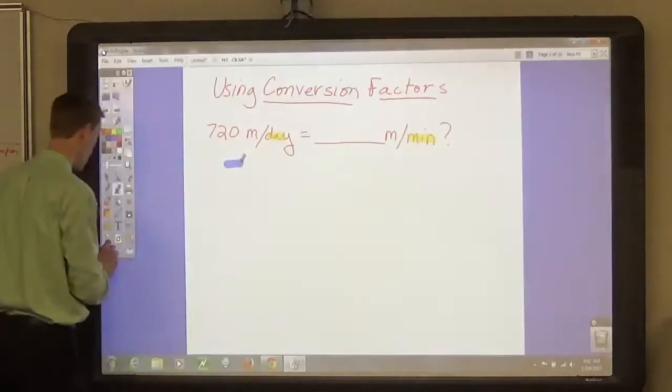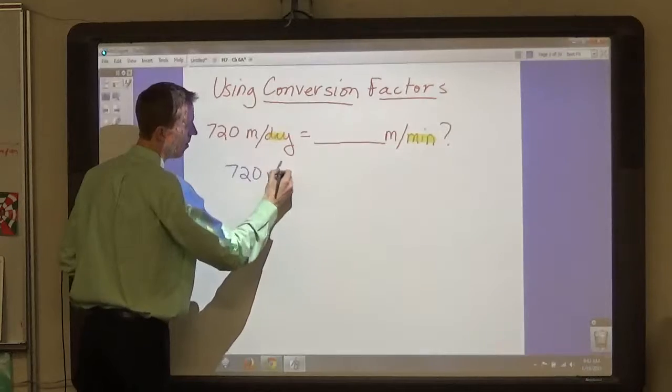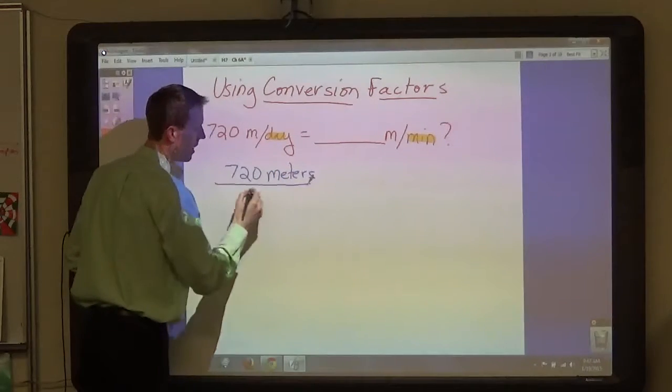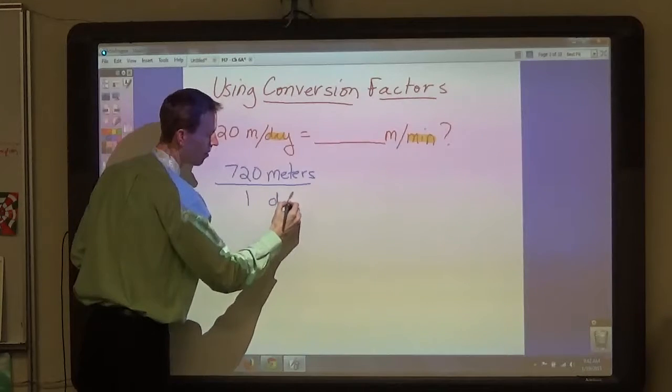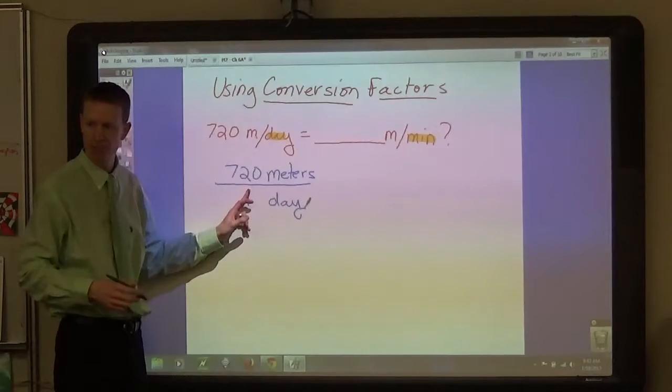First, write this as a fraction. 720 meters per day, per 1 day. Okay? So write this as a fraction.